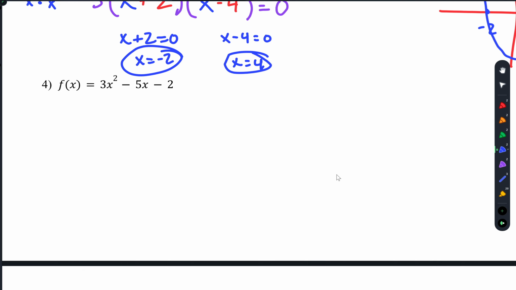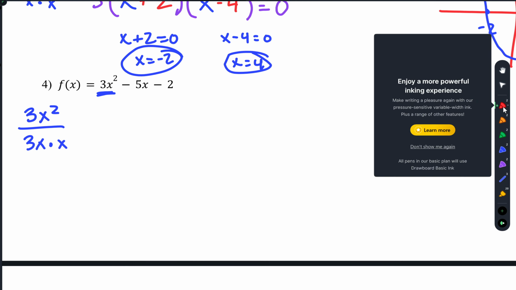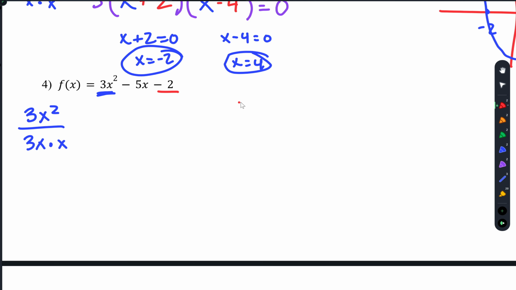Is there a GCF in number 4? No. So I got to do this the hard way. I need to figure out what are the factors of 3x squared. There's only one way to multiply these together to get 3x squared. It's 3x times x. So that makes my life a little bit easier. Remember, sometimes we're going to have multiple options there. And then there's only one way to get 2. It's 1 times 2. So also makes my life a little bit easier.